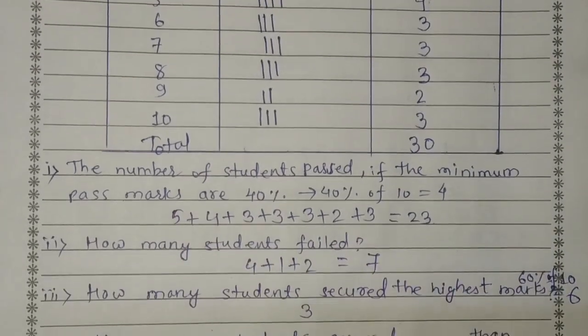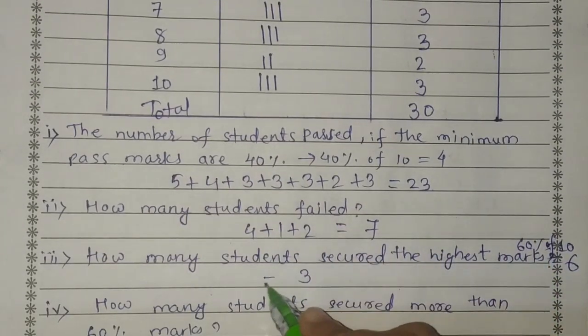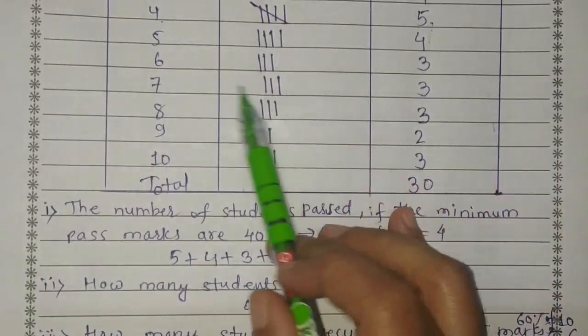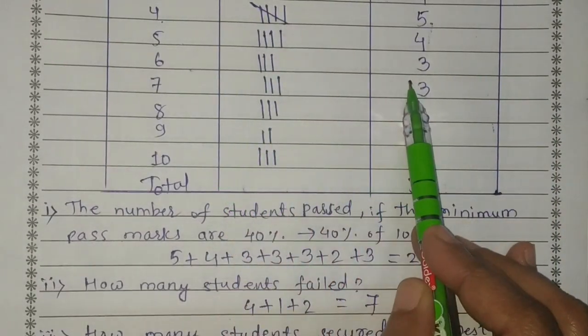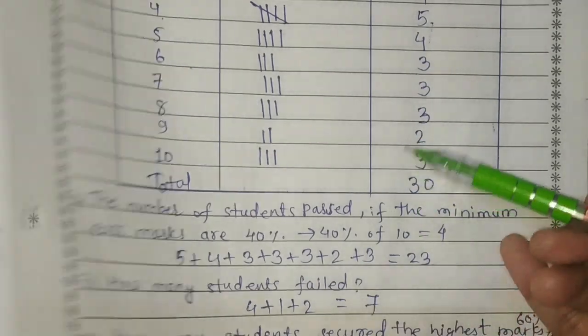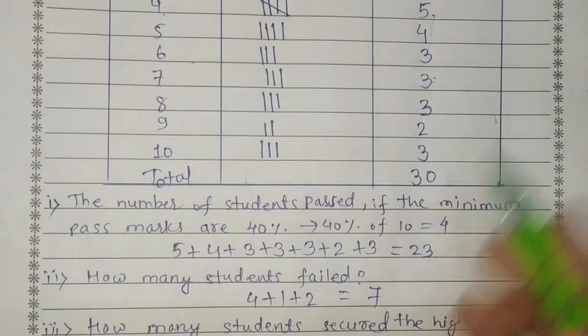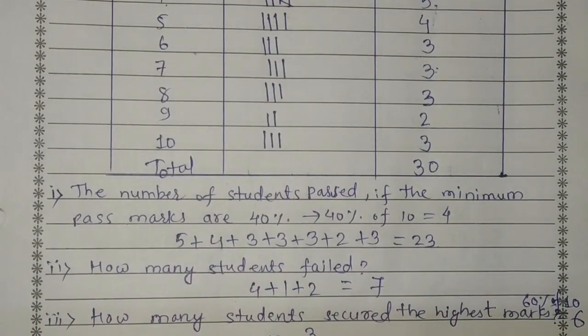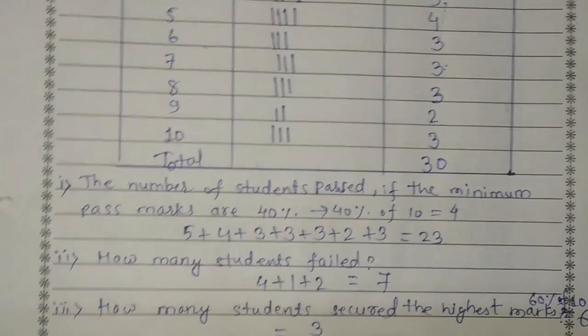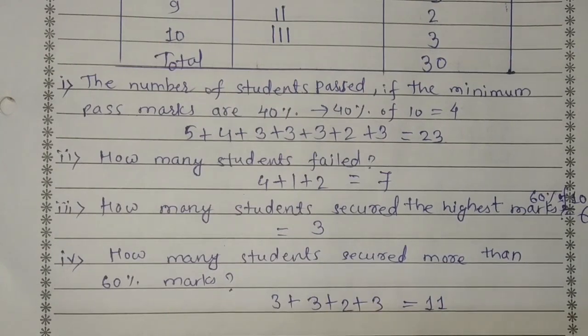Now the next question is, how many students secured more than 60%? Exact 60% got 3 students. We can see here 6 marks children got, that are 3. Frequency is 3. Now we want more than 60, so it means we have to add all these. 3 plus 3 plus 2 plus 3. So here we'll get 11. So a total of 11 students secured more than 60% marks.